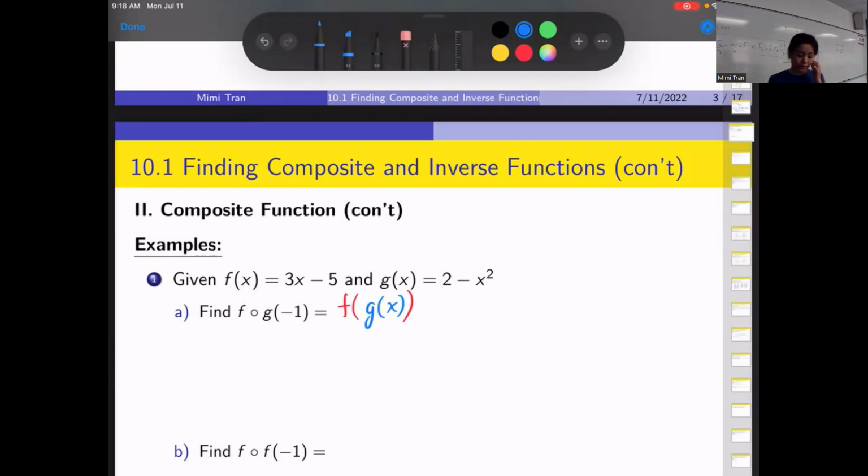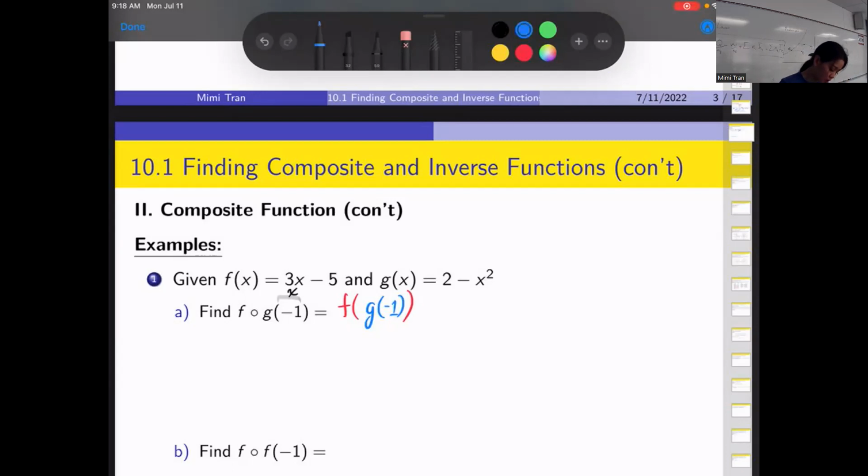We talked about it. By the way, it's not X anymore, it's -1 here, right? So this is your new X, which is -1 in this case. So what does that mean? That means I have to find G of -1 first, and whatever G of -1 is, I put it back into F.